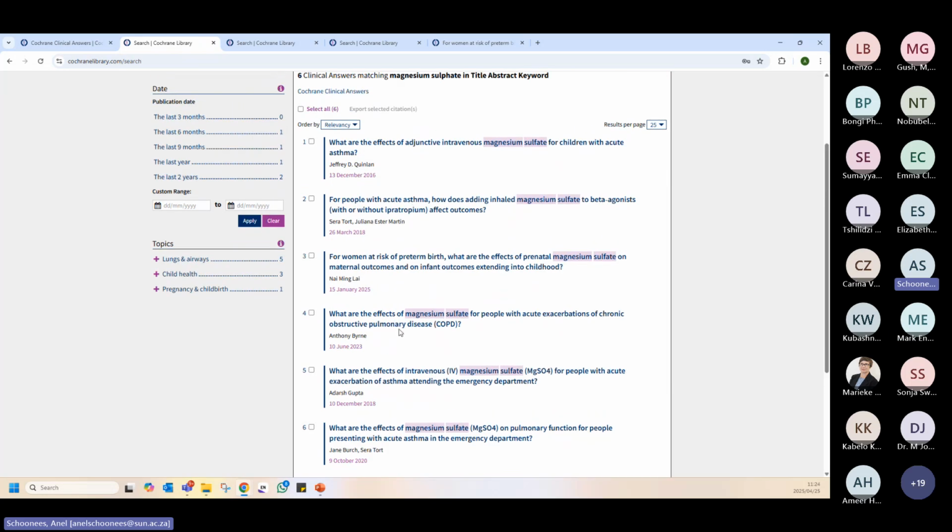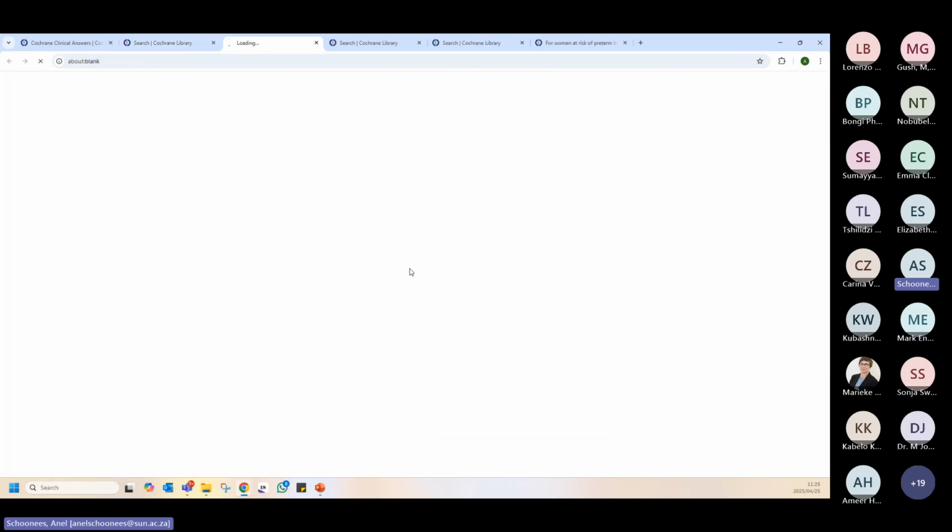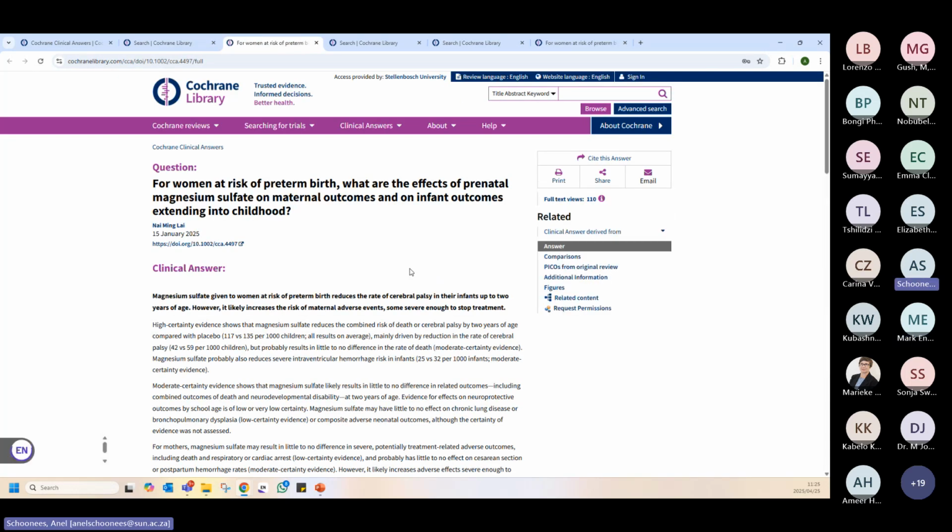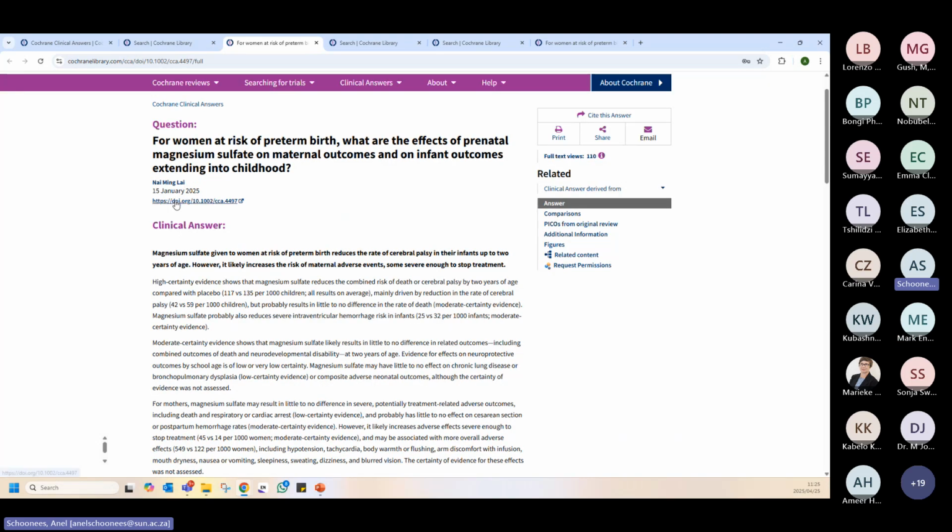So if we screen through, we can see that this one, number 3, for women at risk of preterm birth, what are the effects of prenatal magnesium sulfate on maternal outcomes and on infant outcomes extending into childhood? So in this case, this clinical answer looks like it's giving us the exact answer that we're looking for. We can see when it was produced. We can click here on the right-hand side. We can go to the original Cochrane review on which this clinical answer is based.